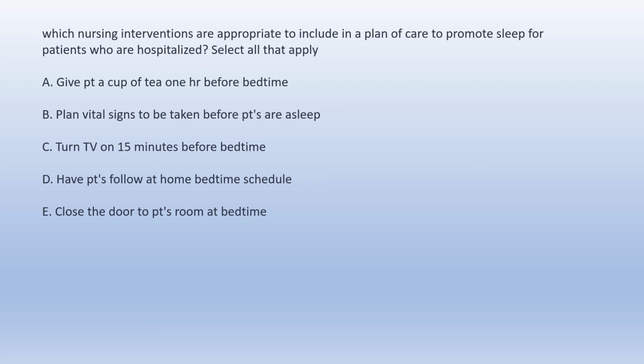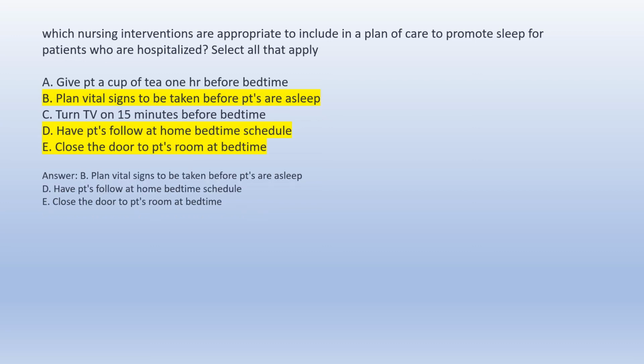Which nursing interventions are appropriate to include in a plan of care to promote sleep for patients who are hospitalized? Select all that apply. A. Give patient a cup of tea 1 hour before bedtime. B. Plan vital signs to be taken before patients are asleep. C. Turn TV on 15 minutes before bedtime. D. Have patients follow at-home bedtime schedule. E. Close the door to patient's room at bedtime. Answer: B. Plan vital signs to be taken before patients are asleep. D. Have patients follow at-home bedtime schedule. E. Close the door to patient's room at bedtime.